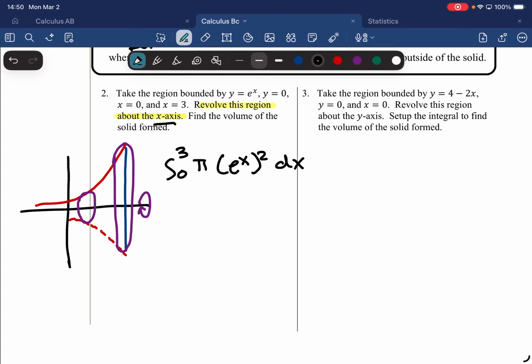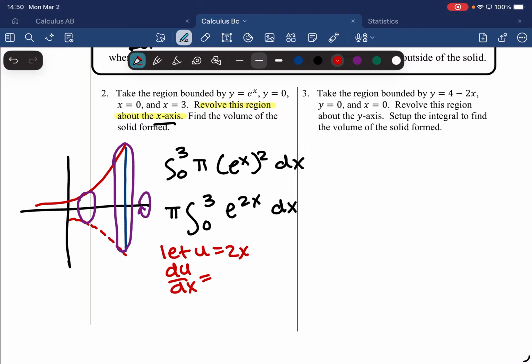Okay, so integrating this, the first thing I would do is take out the pi because it's constant, and then I would rewrite e to the x squared as e to the 2x. So pi integral 0 to 3 e to the 2x dx. Okay, from here, in order to integrate, I have to use what? Use substitution. So let u equal 2x. So du dx is equal to 2, which means dx is equal to du over 2.